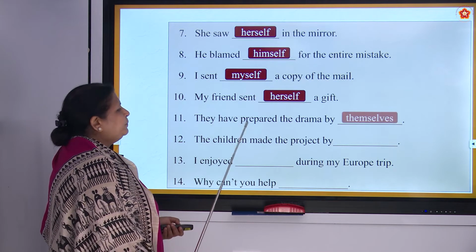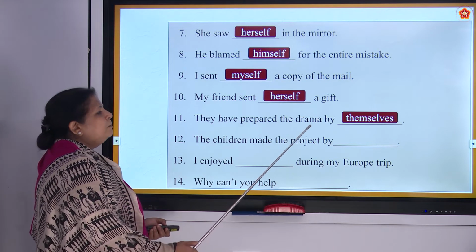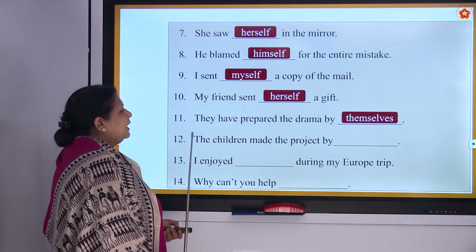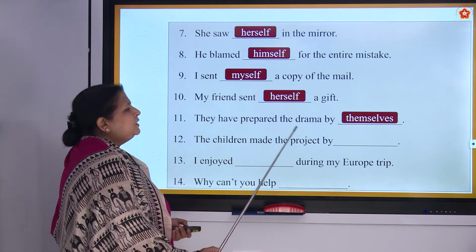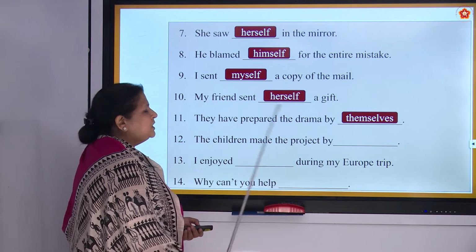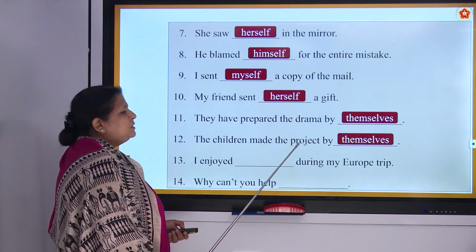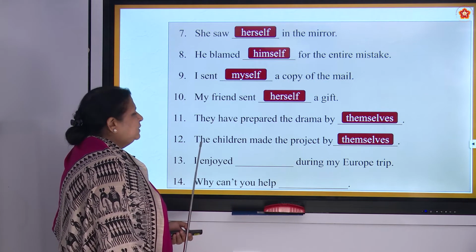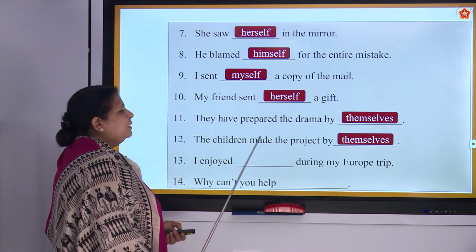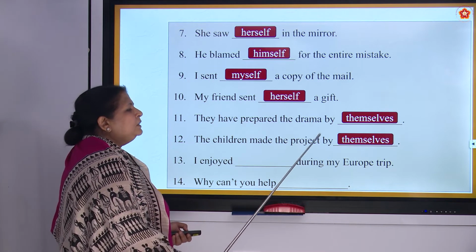They have prepared the drama by themselves. The children made the project by themselves.